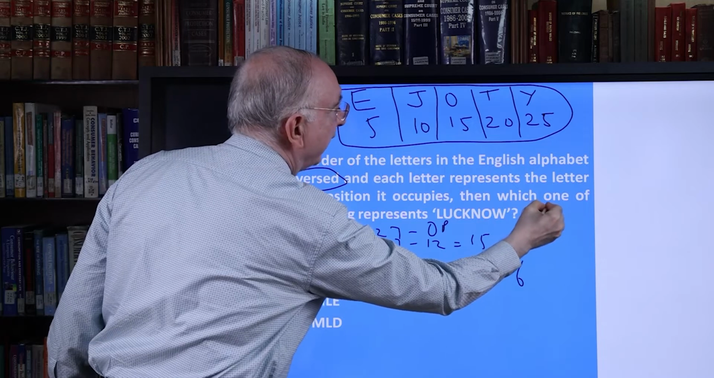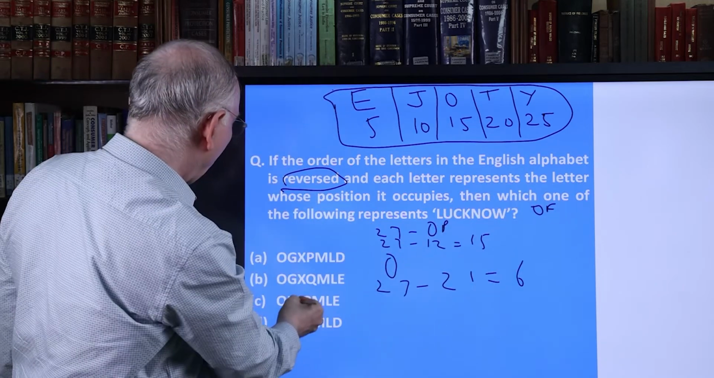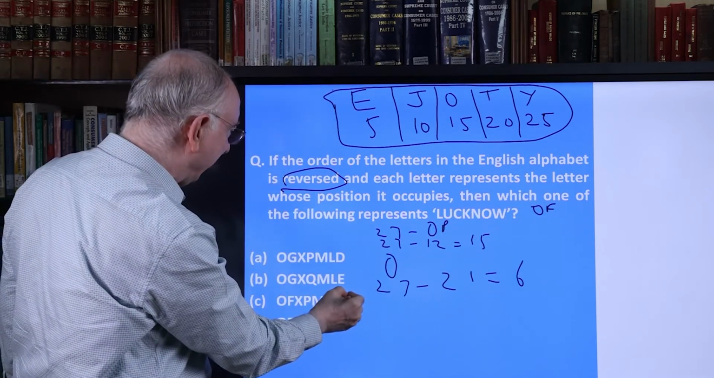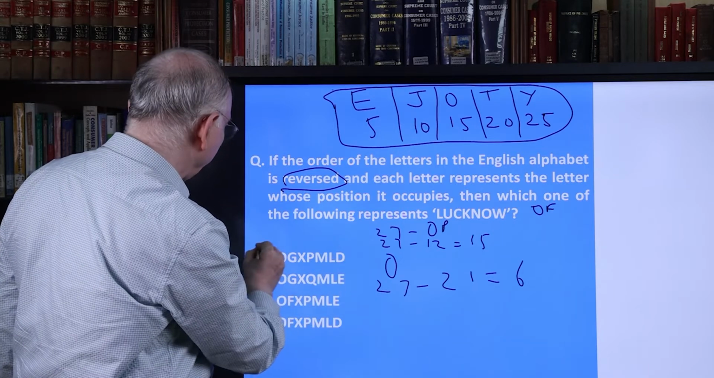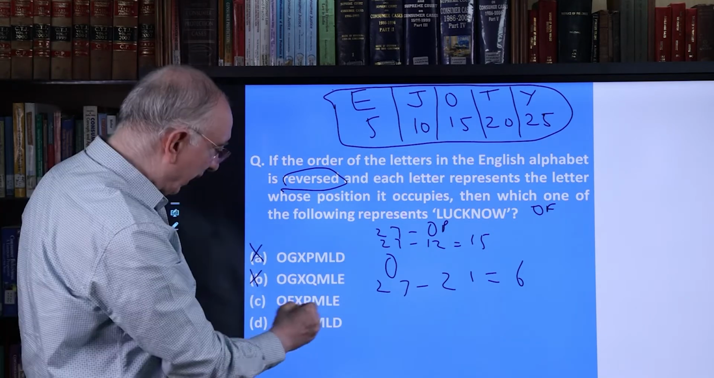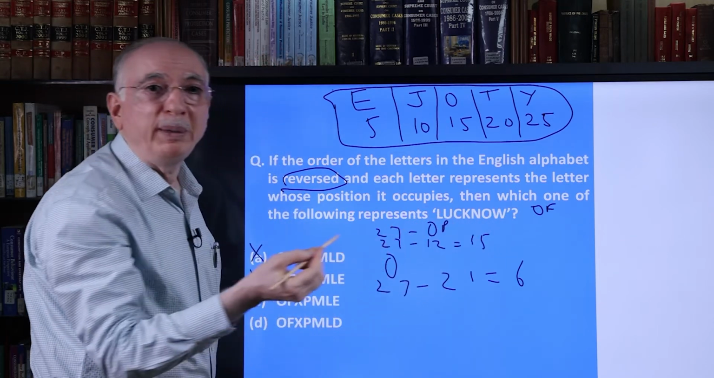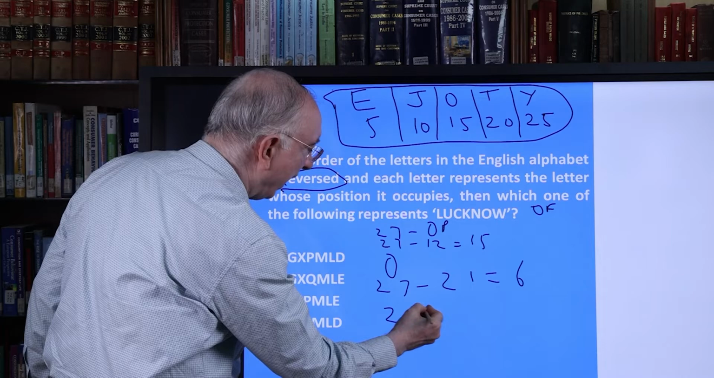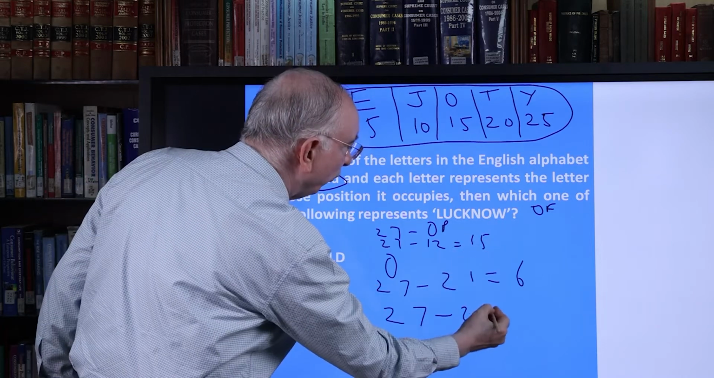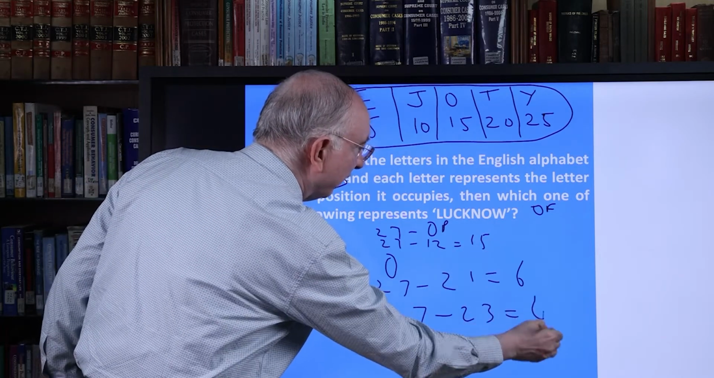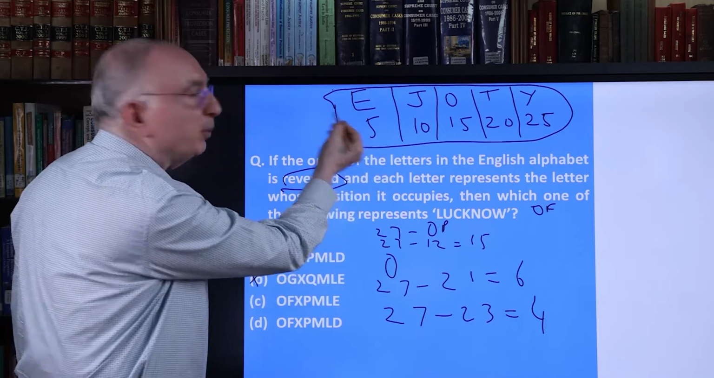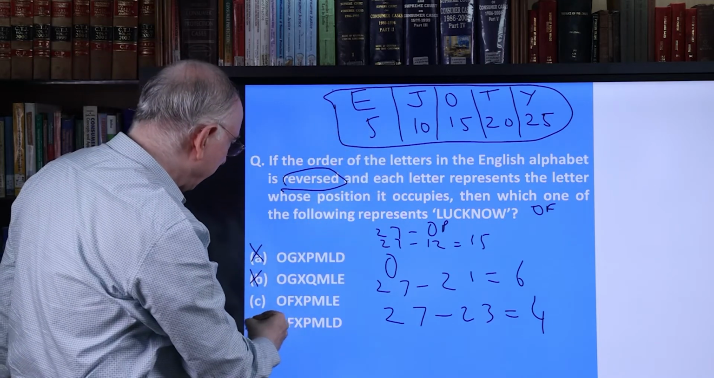So O, F. Now O, F are only two, so the possibilities are these two. Therefore, we have to eliminate A, B. Now we don't have to see the R letter. Look at W. W will be 27 minus 23, so fourth position. D is fourth position because it's preceding E. So this is the right answer.